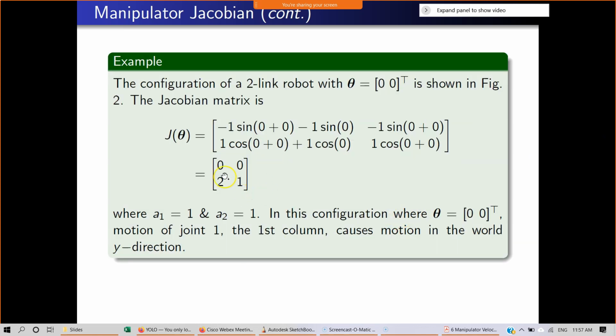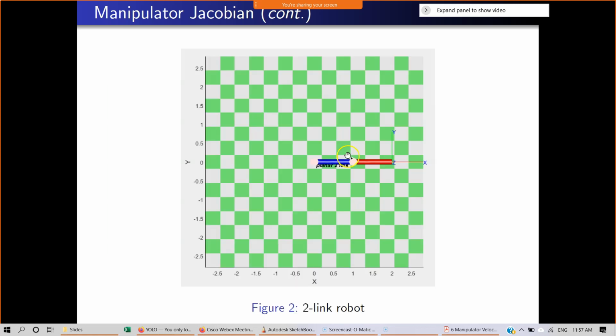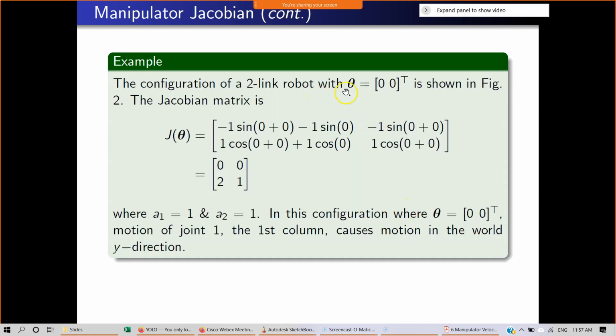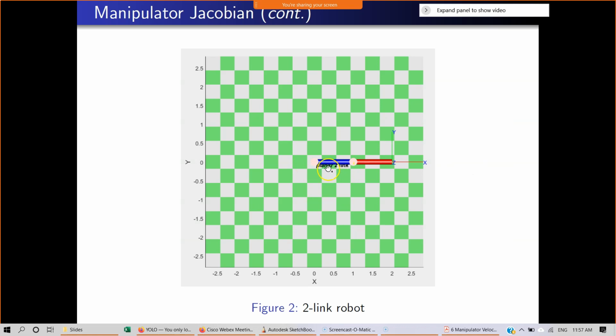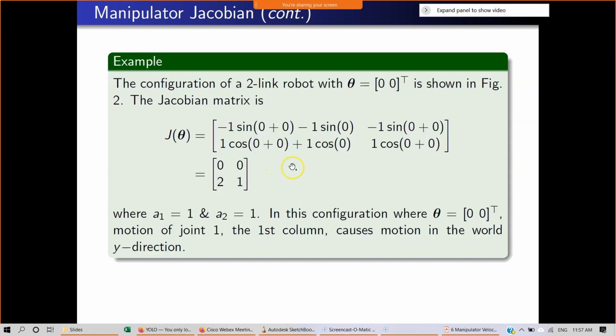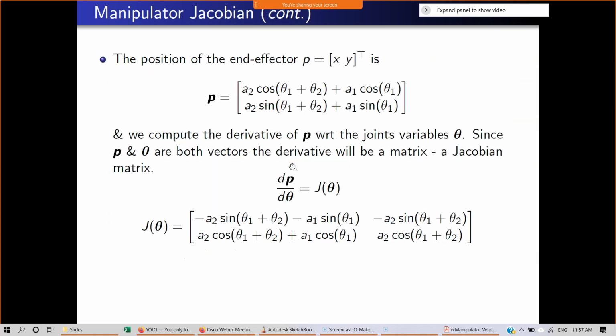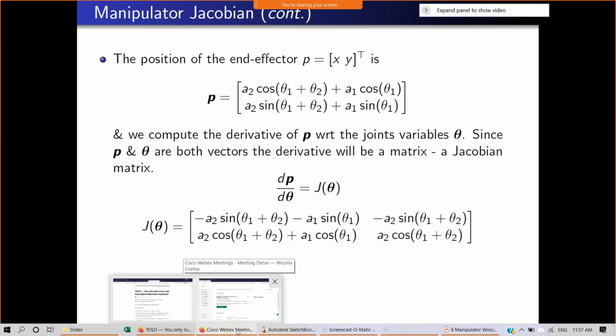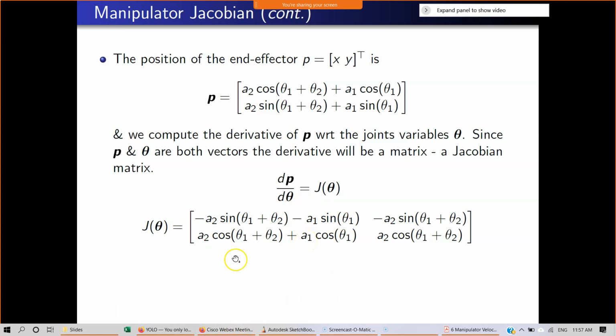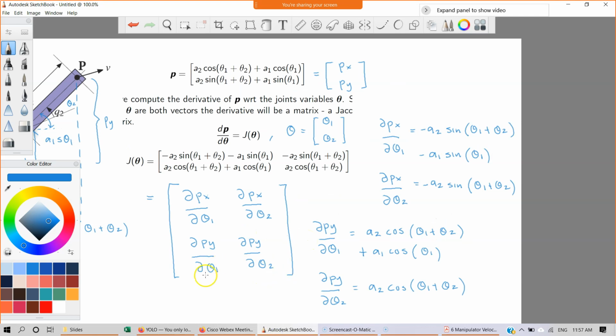So this is an example. The configuration of a two-link robot, the same robot as we saw earlier, right? But now it is simulated in MATLAB. With theta 1 equals to 0 and theta 2 equals to 0 is shown in figure 2. So this is the figure. Theta 1 is 0, theta 2 is 0. And this is the Jacobian matrix, right? So let's try to substitute theta 1 is 0, theta 2 is 0. What do we get?